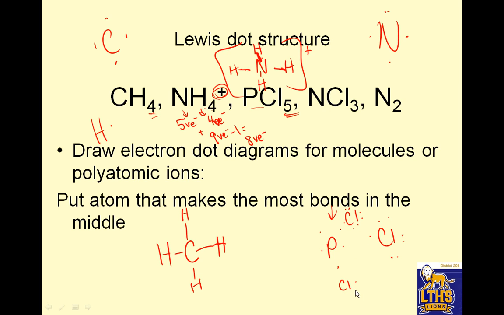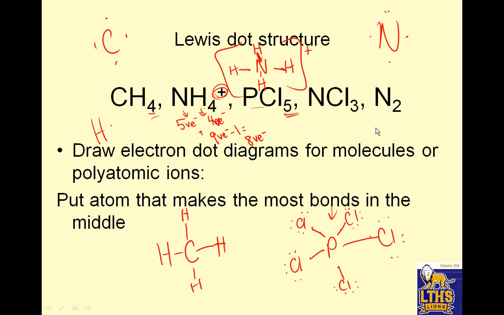So chlorine has 7 around it. That chlorine has 7. This chlorine has 7. I'll put another chlorine here. The atom that can make the most bonds goes in the middle. And then every time two dots make a line, there's a bond, a bond, a bond. So this is how PCl5 forms.